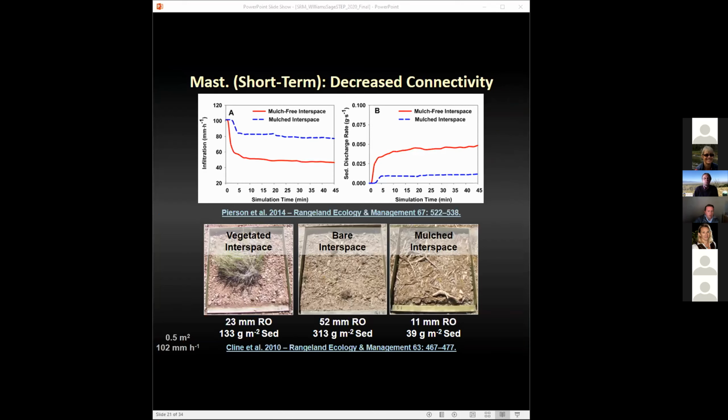Okay, I'm wrapping up. So these are some results from the mastication treatment. In the short term, the mastication treatment at the Oniki site really didn't spread tree debris very much into the intercanopy, so we did that manually. And you can see the photographs in the bottom of vegetated interspaces and bare interspaces without the mulch, and then what they look like when we spread the mulch into them. And then the graphs at the top show the differences in infiltration and sediment discharge for mulch-free and mulched interspaces. So substantial improvement in infiltration and reduction in sediment discharge with the mulch treatment.